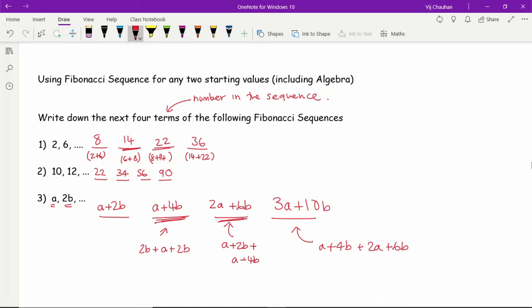And there you can see that I've found the next 4 terms of each of those Fibonacci sequences. Now, if you're concerned about when to use a Fibonacci sequence, or when to just try and find a rule, it will have to tell you that it's a Fibonacci sequence. So you only use this method when the name Fibonacci is mentioned.